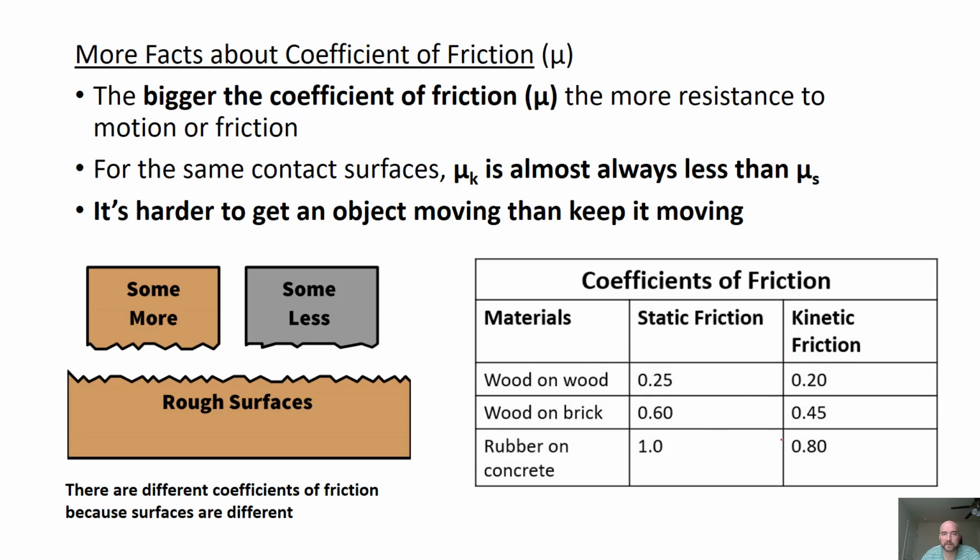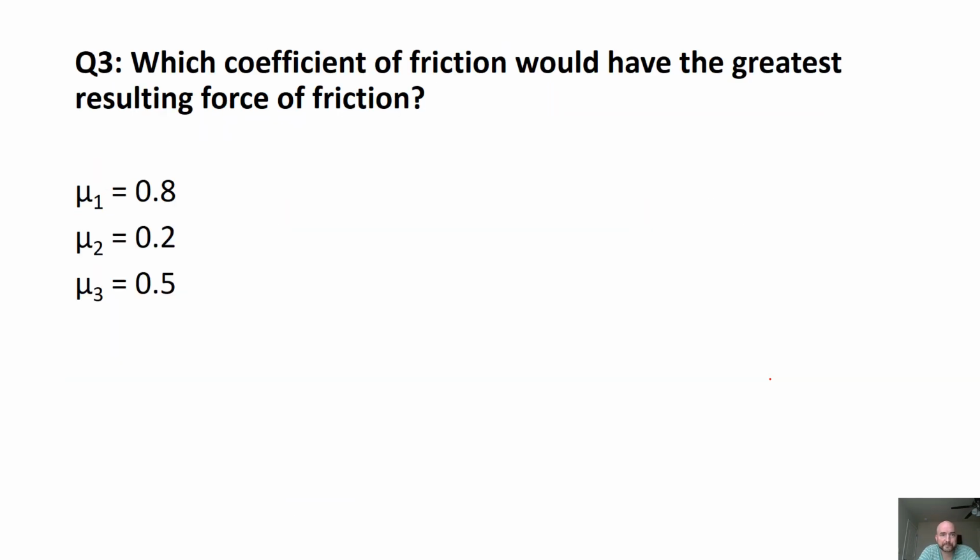And so you can use this table to determine what you need. It's harder to get an object moving than to keep it moving. And that's another reason why wood on wood versus wood on brick versus rubber on concrete differ. Some surfaces are going to be a whole lot less rough. Just the way the surfaces are formed, based on what objects are rubbing against each other, you're going to get these coefficients of friction. Once again, a bunch of engineers figured this out and use it for designing purposes.